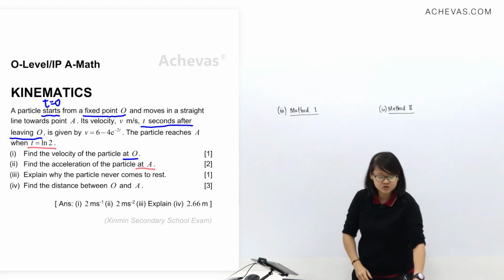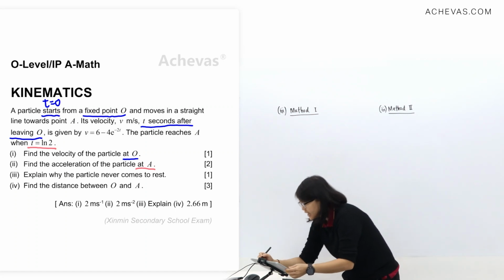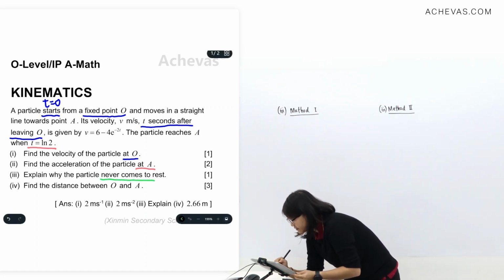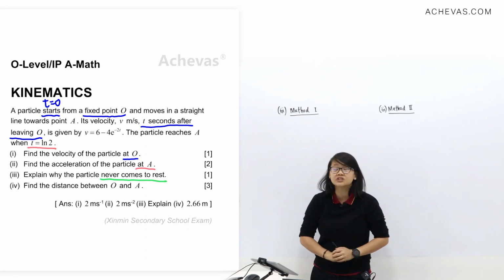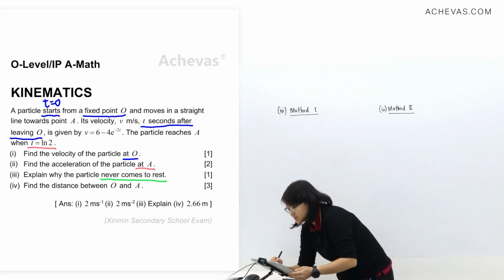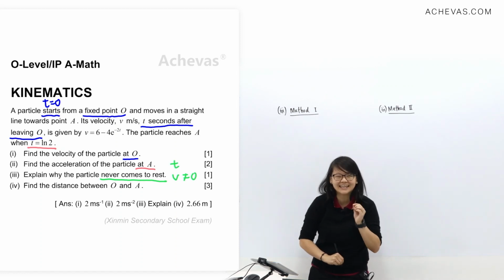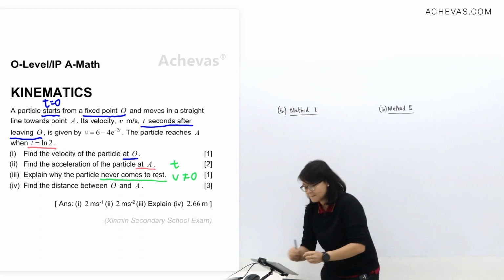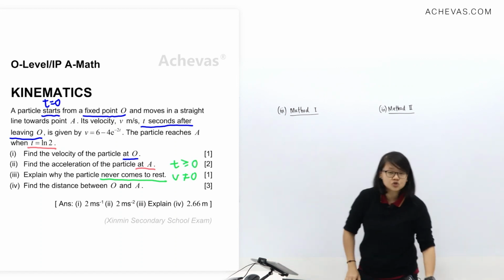Now I'm going to erase a bit here to discuss part 3. Let's take a look at part 3 of this question. Explain why the particle never comes to rest. Let me underline this phrase here, never comes to rest. We all know at rest, v must be equal to 0. So never at rest means v can't take the value of 0. But do take note that you need another piece of information, where t must be more than or equal to 0 here. Let me show you two methods here.